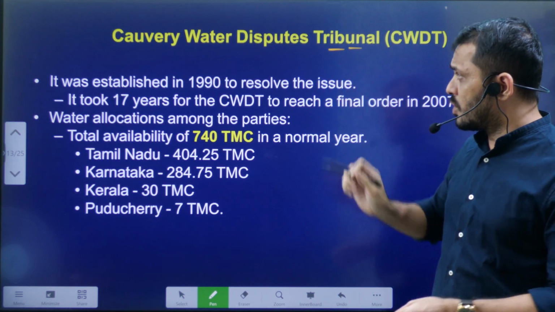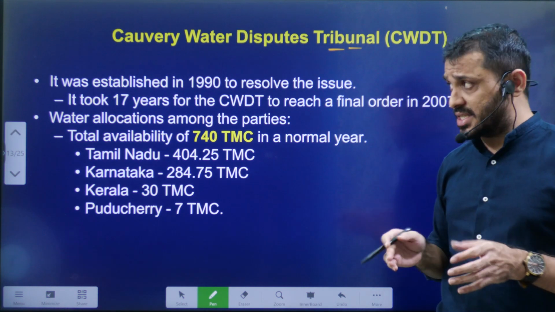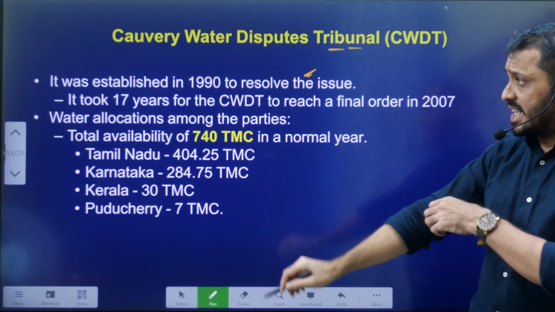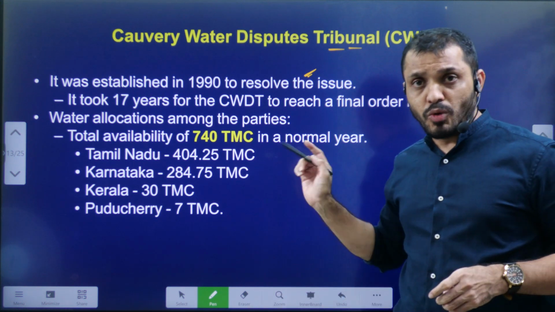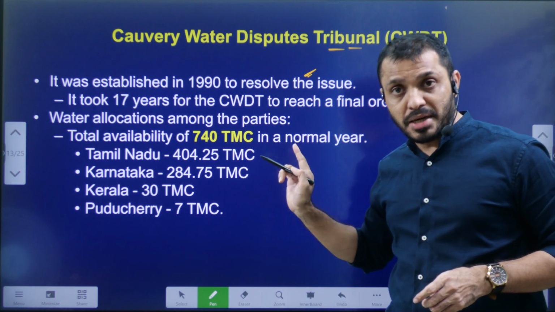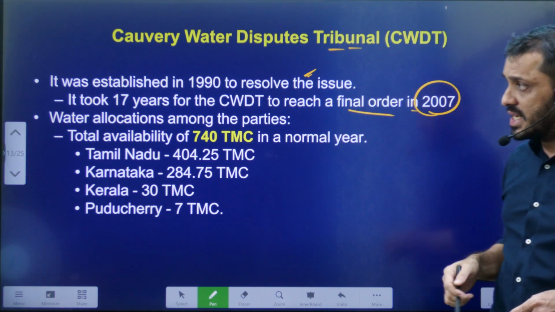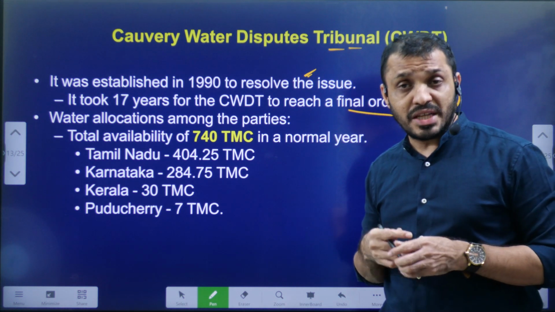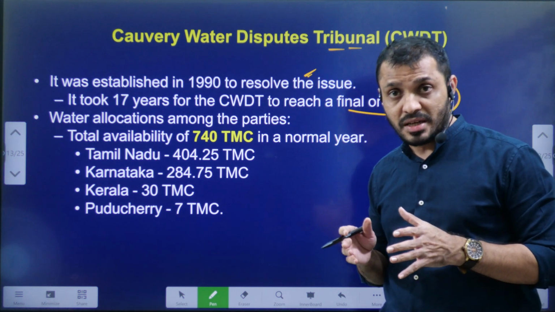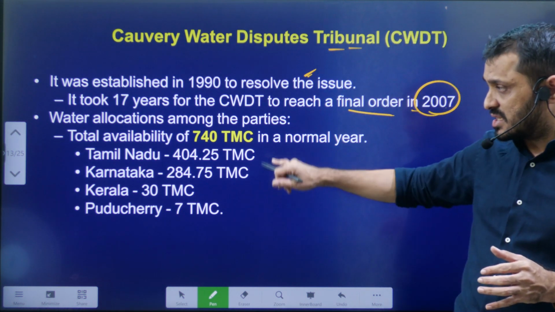Now, how did the Cauvery Water Dispute Tribunal come into existence? The Cauvery Water Dispute Tribunal, CWDT, was established in 1990, but it gave its final award after 17 years, in 2007. In 2007, it allocated water among these 3 states and UTs in this fashion.